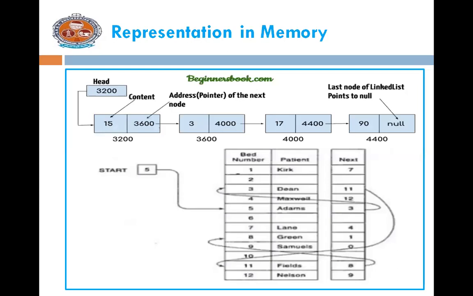That is again Dean, another patient. In Dean's next part, that is the link part, 11 is given, so it is pointing to 11. Next, in bed number 11, the next part is 8. 8 means it is pointing to 8, and the patient name is Green. Like this, the linked list is linked in memory also. This is how it will be represented in memory.